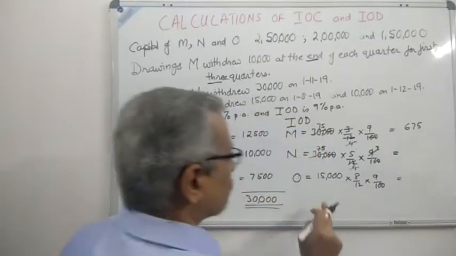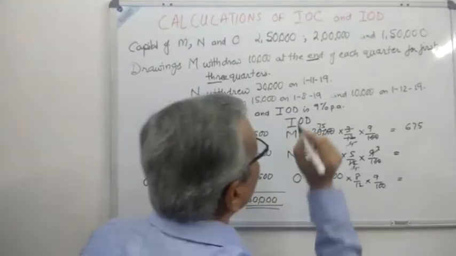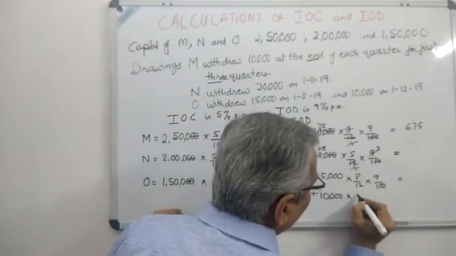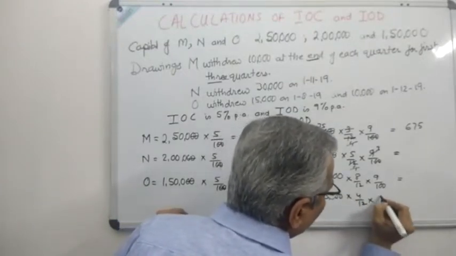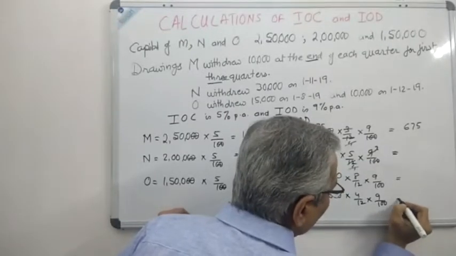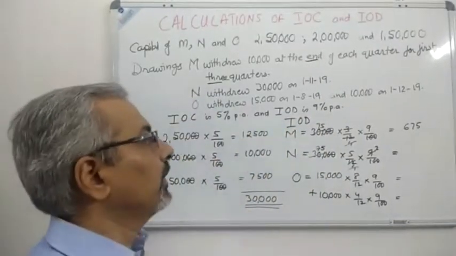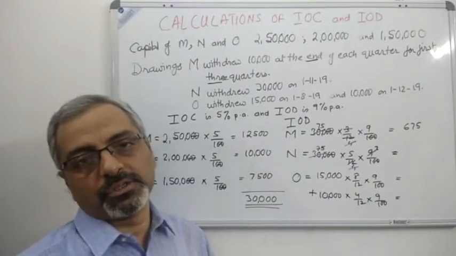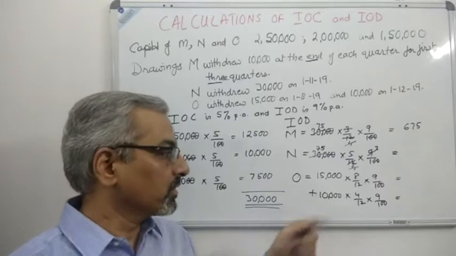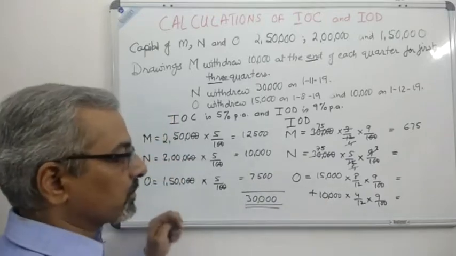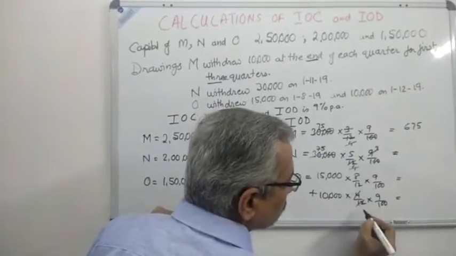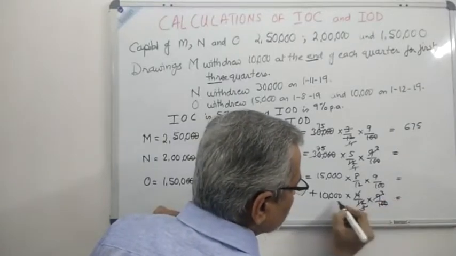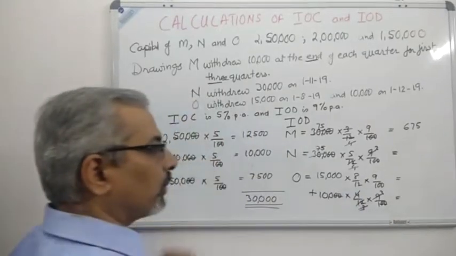So this is the calculation for O, plus we also have 10,000 into 4 by 12 into 9 by 100. I am sure you have understood why 4 by 12, because the money has been drawn on 1st of December. From 1st of December to 31st of March is obviously 4 months. So we have done that calculation over here. If you cancel this 2, we get a 3 over here. We have cancelled this. We have got a 3 over here. Cancel the zeros.